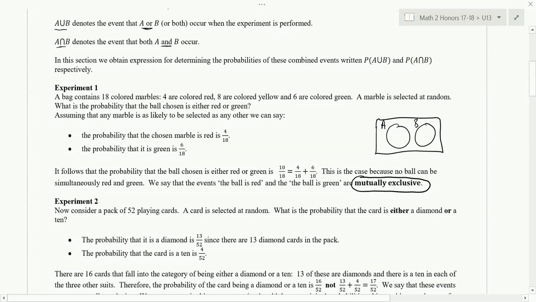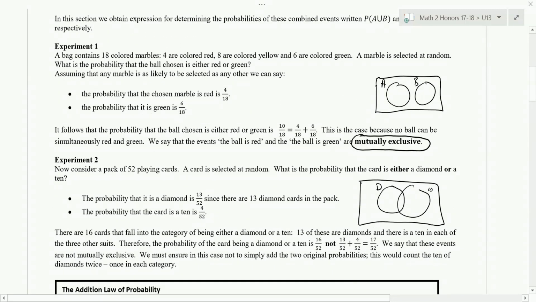In fact, these are not mutually exclusive because they do have an intersection, right? If I look at the intersection, if we talk about diamonds and we talk about 10s, we have one card in that intersection, the 10 of diamonds. So these are not mutually exclusive. You can have one card and it be both in this case. And so what happens here, there are 16 cards that fall into the category of being a diamond or a 10.